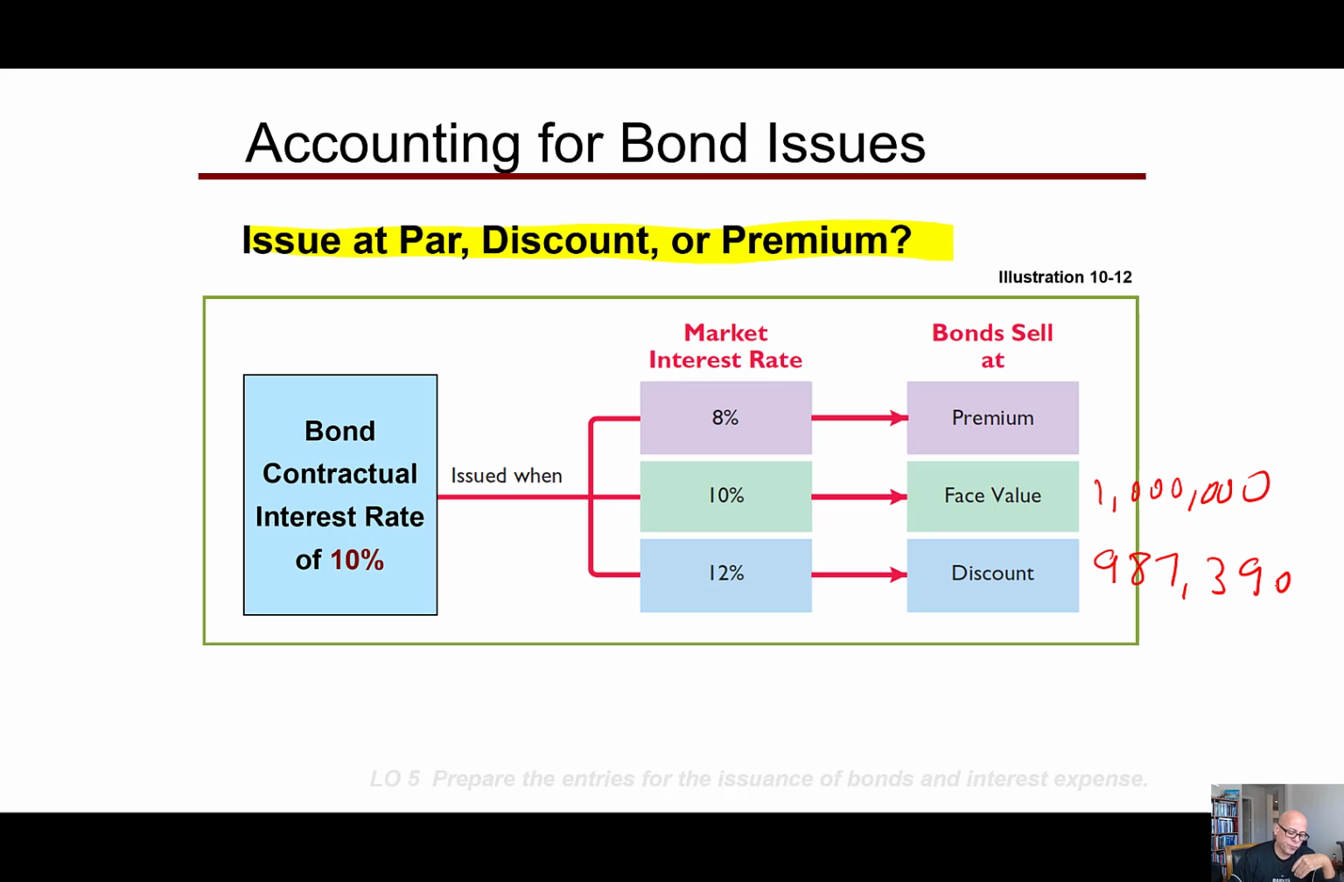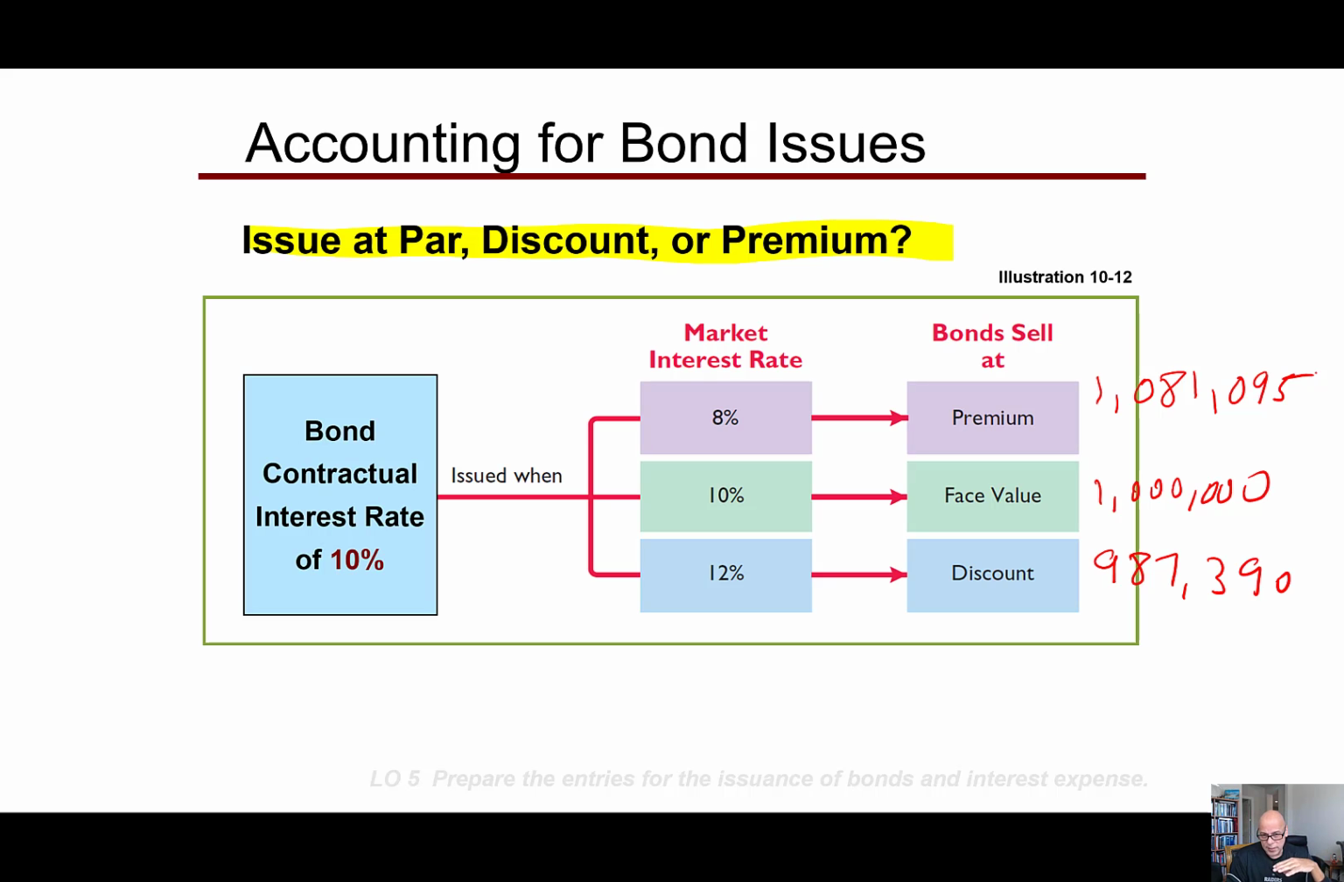If the bond issues at a premium, then we're going to issue that bond for more than face, $1,081,095. Just throwing some numbers out there, but you can see that if the bond face is $1 million and it issues at a premium, that's more than face. If it issues at a discount, that's less than face.